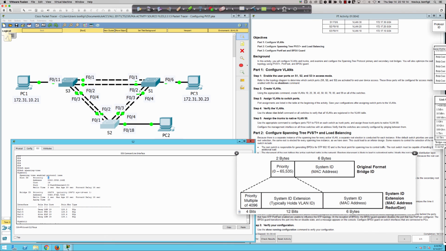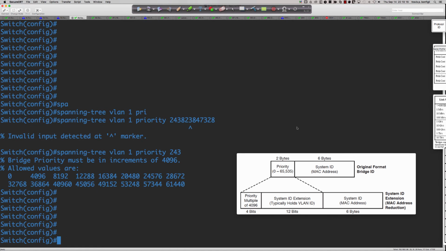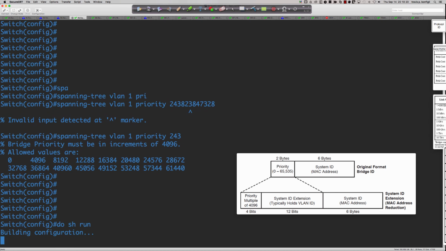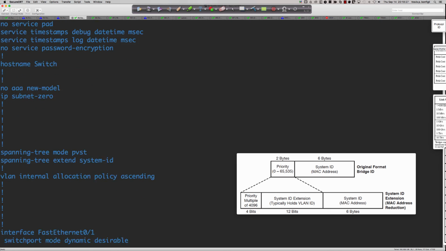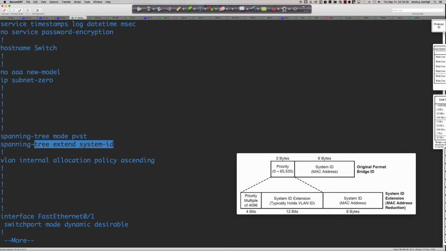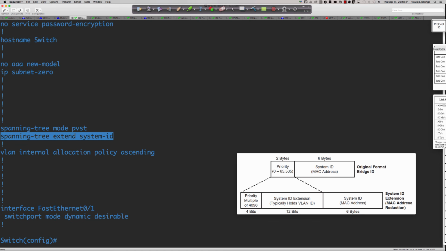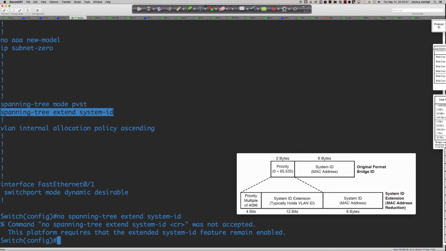That system extension ID, and you see that on switches. If I were to do show run, remember when you see that, there it is, spanning-tree extend system-id. Because on some really old equipment, you could say no spanning-tree extend system-id. So it's not going to let me do it on the 3550. On this platform, it's mandatory.